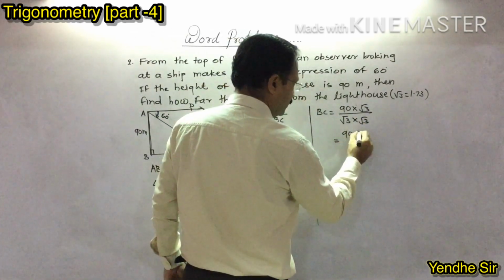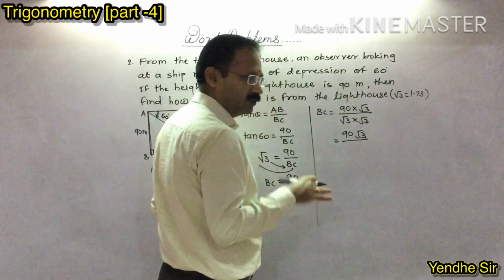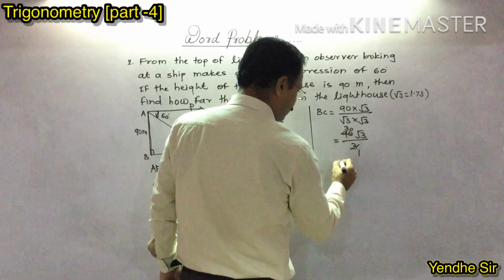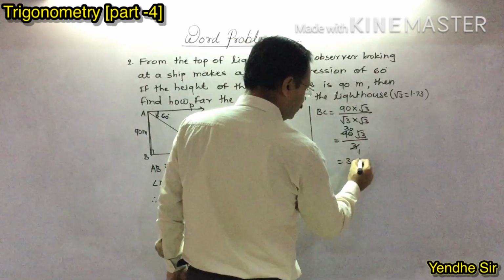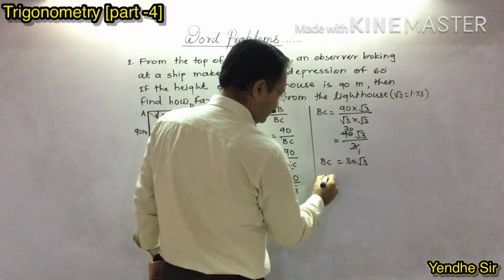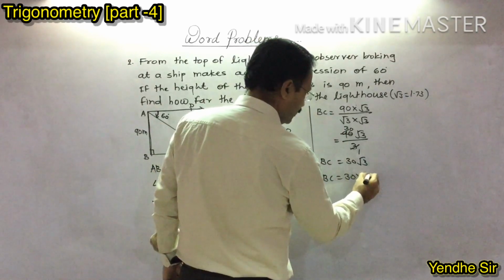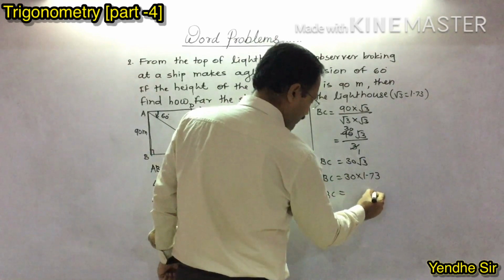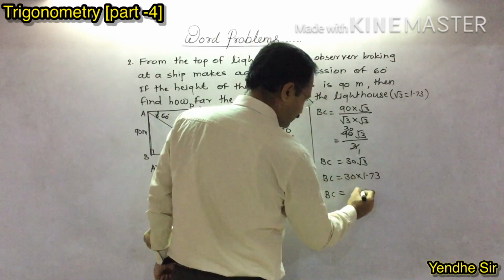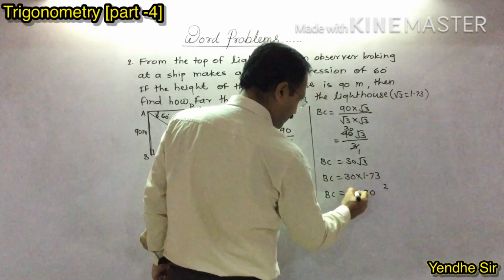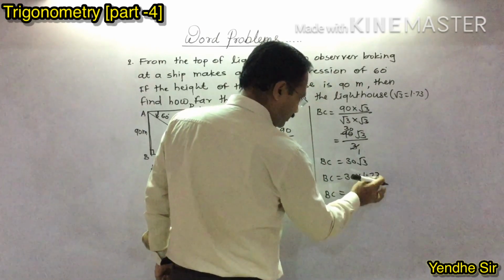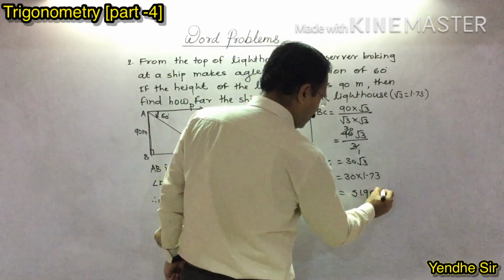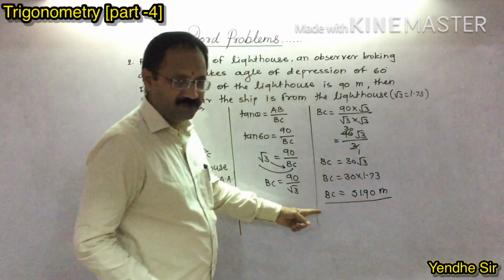So here you get 90 root 3. Root 3 into root 3 is root 9. 9's root is 3. 3 ones are 3, 3 threes are 9. So here you got 30 root 3. And now it is very easy to multiply by 1.73. So you get BC equals to: 0 will be as it is, 3 threes are 9, 3 sevens are 21, carry on 2, 3 ones are 3 and 5, and 2 digits are there. So your answer is 51.90 meter.